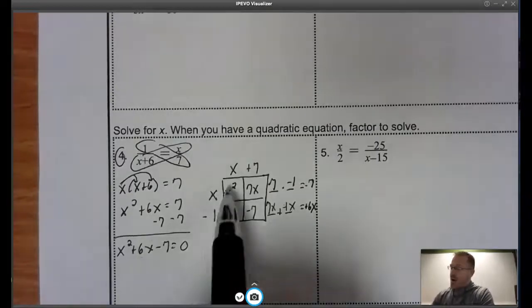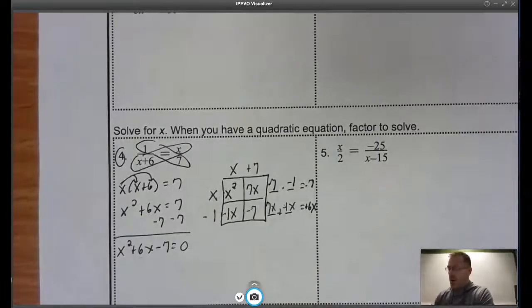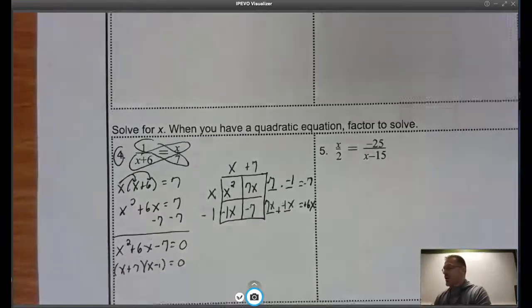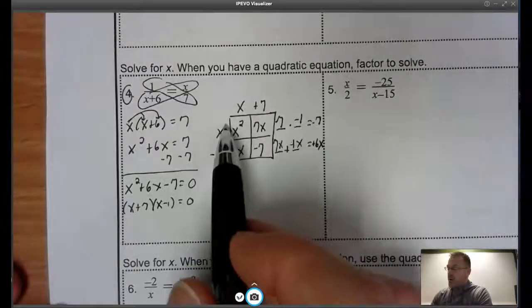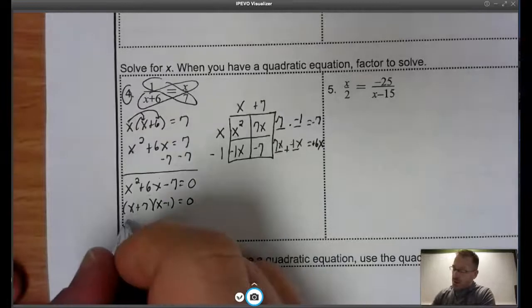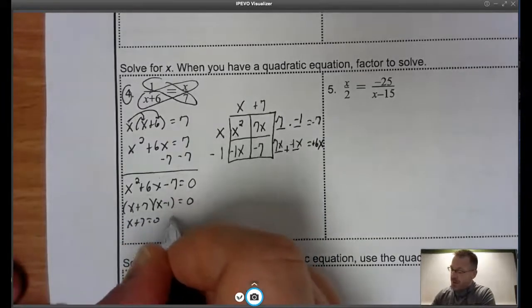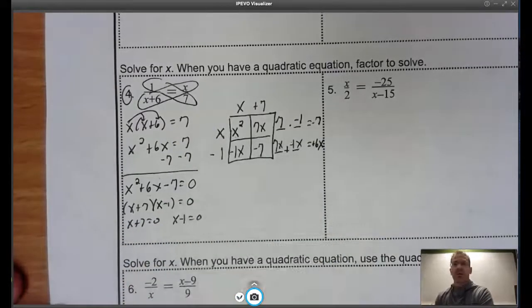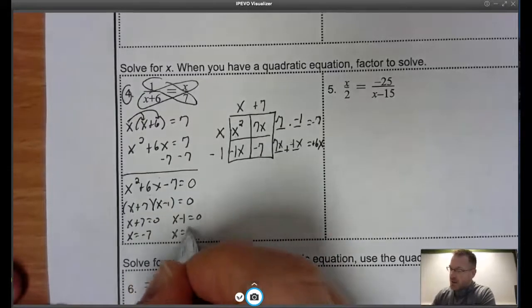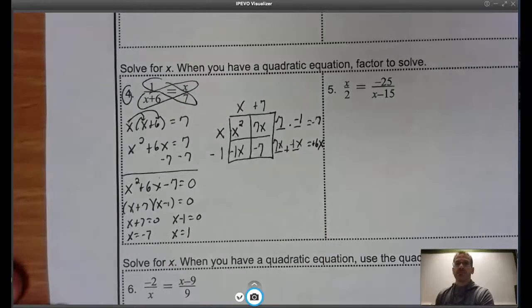So now I can see my factors here. This factors into x plus 7 times x minus 1 is equal to 0. Remember, the result here and the result here are two factors. And then I can take both of those and set them equal to 0. So x plus 7 is equal to 0, and x minus 1 is equal to 0. This means one solution is negative 7. This means the other solution is 1.